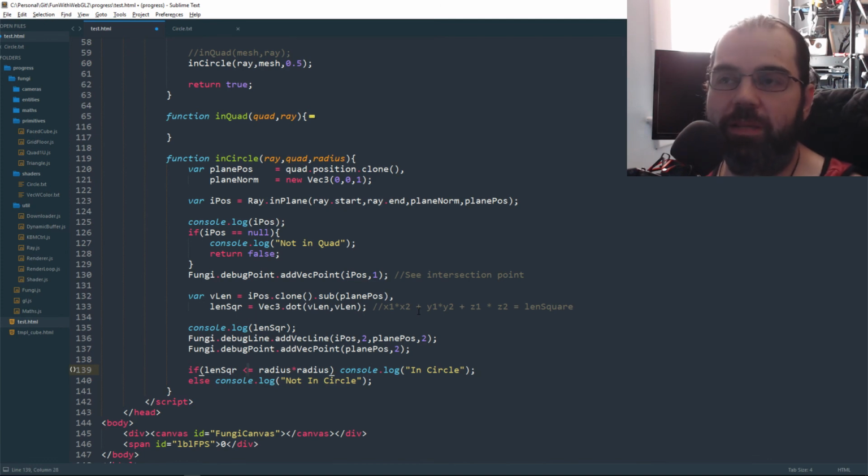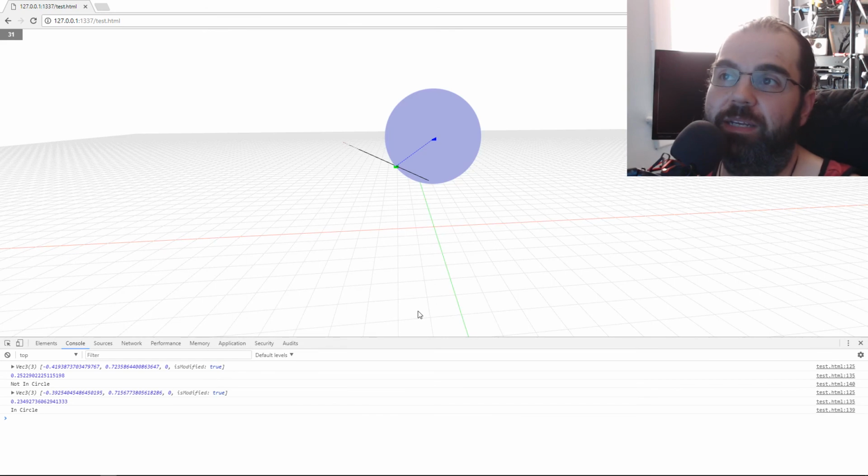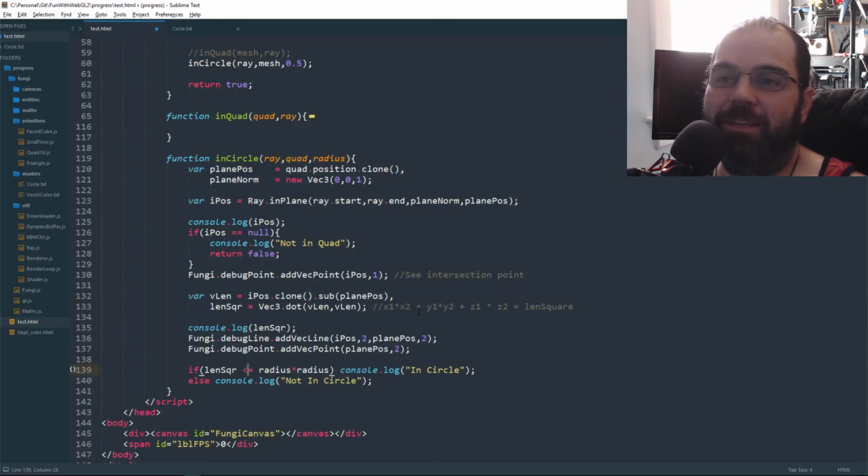Why do I know my radius is 0.5? It's because my quad is a 1 unit length. So if it's a radius, it's half of 1, which is 0.5. And that's it. Like I said, if you were to add that square root, then you would only need to do length less than or equal to radius. If you're going to keep your squared values, just say length squared is less than or equal to radius times radius.